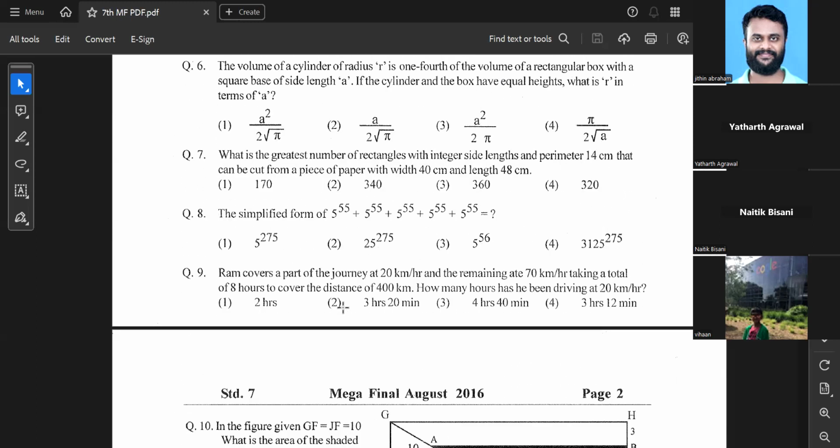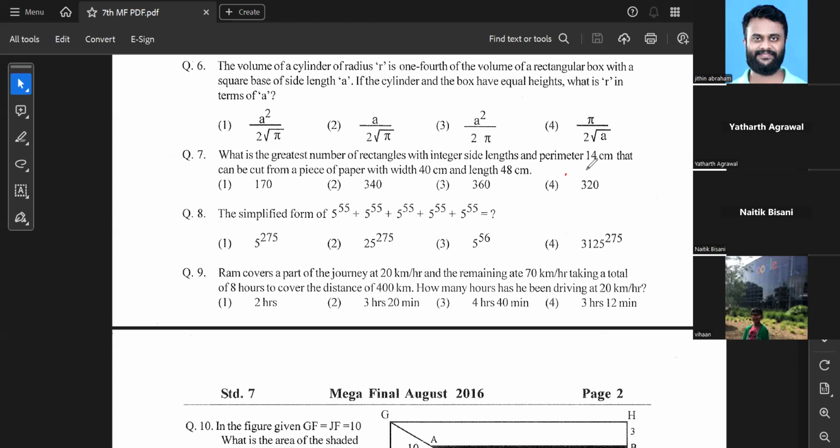Okay, 7. So what is the greatest number of rectangles with integer side length and perimeter 14 that can be cut from a piece of paper of width 40 and length 48? So first of all, we have to cut a rectangle whose perimeter will be 14, and the side lengths should be integers.